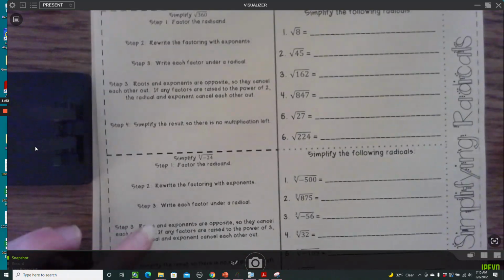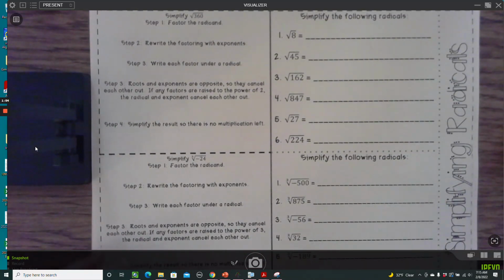So our actual notes for the day are simplifying these radicals and how we do that. Sorry, guys.